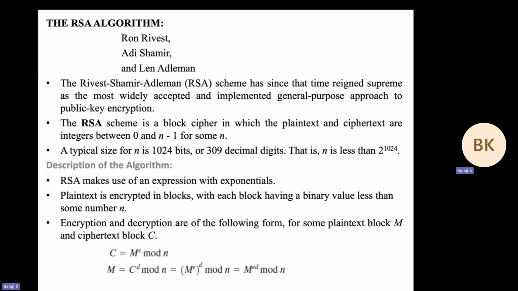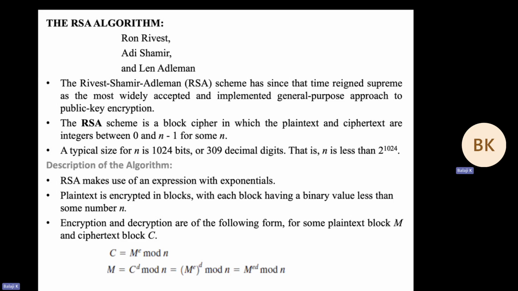For converting plaintext to ciphertext, C equals M power e mod n. For converting ciphertext to plaintext, it uses the equation M equals C power d mod n. Here C stands for ciphertext, so you can substitute C with M power e, then power d, mod n. These are the two simple equations it uses.